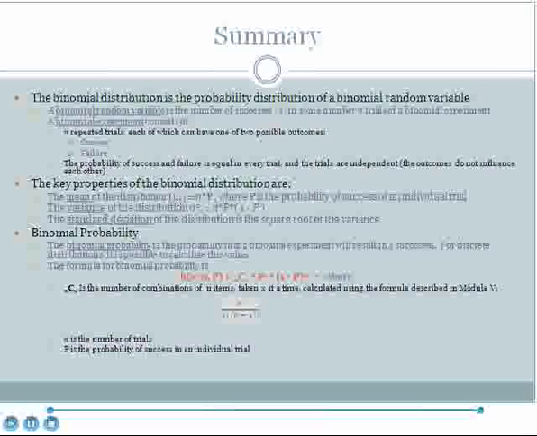The equations for the key properties of the binomial distribution are shown here. These properties are the mean, variance, and standard deviation.